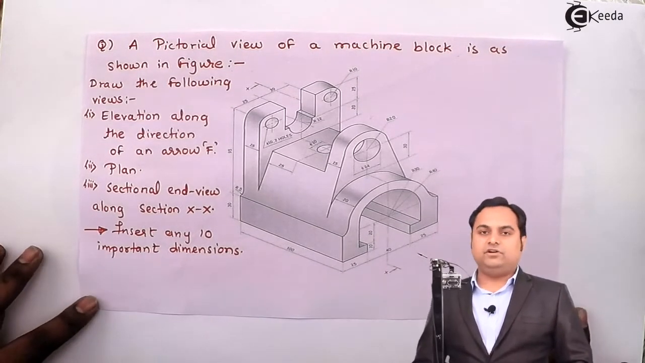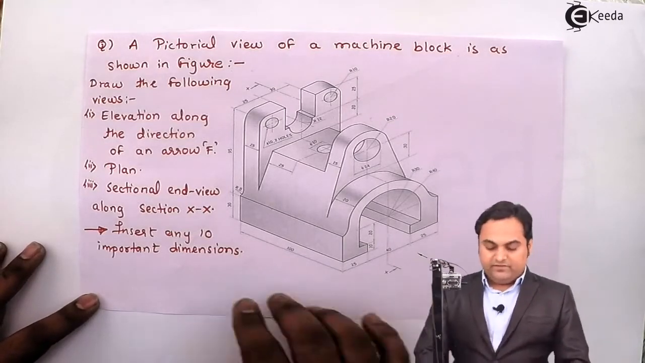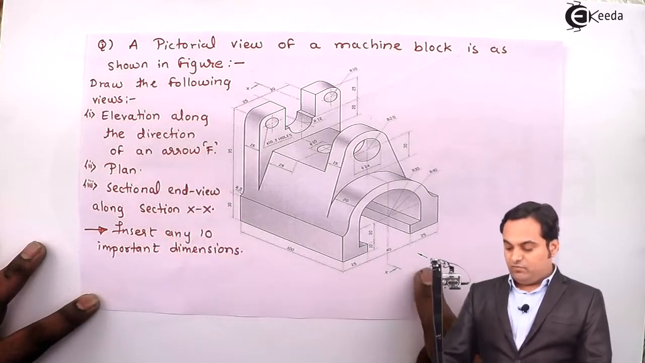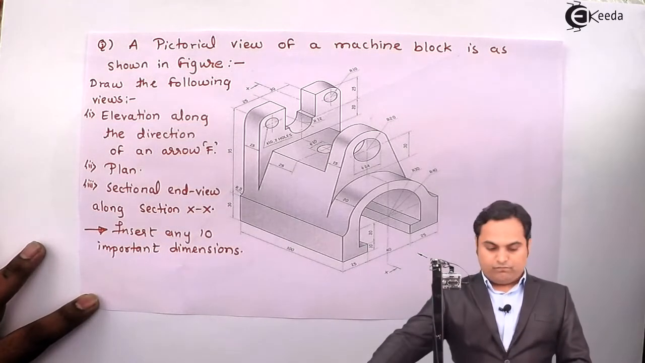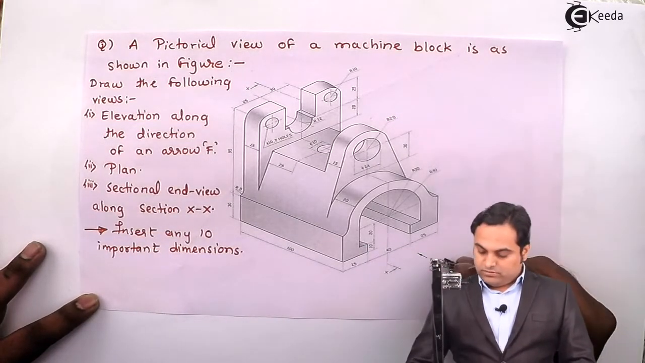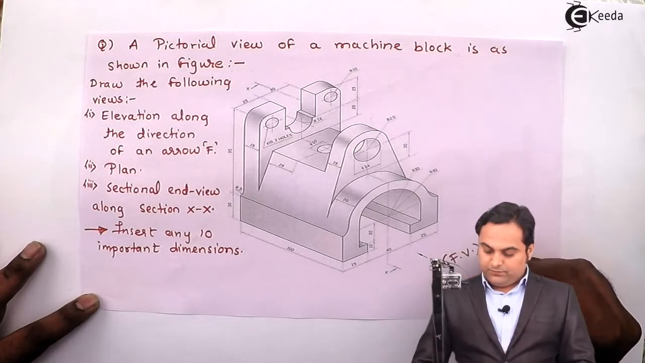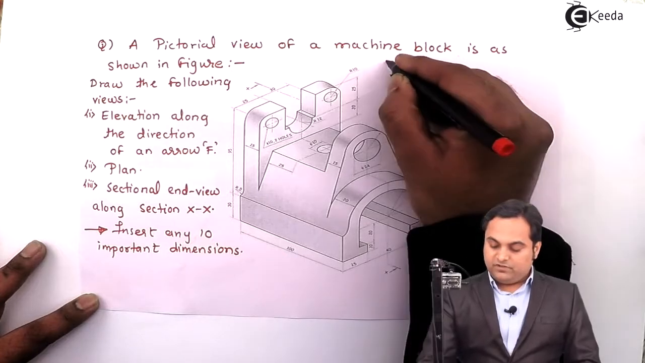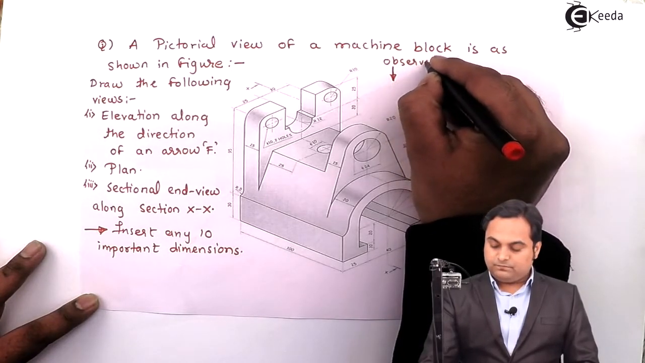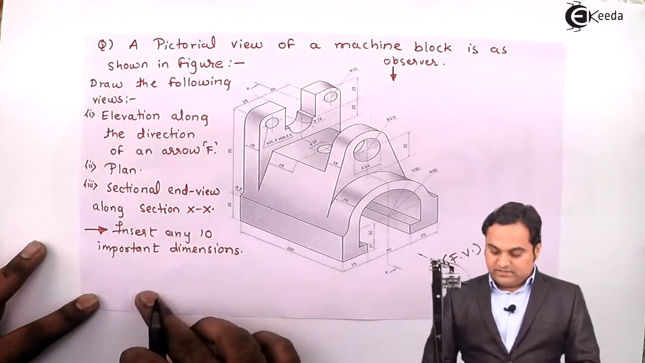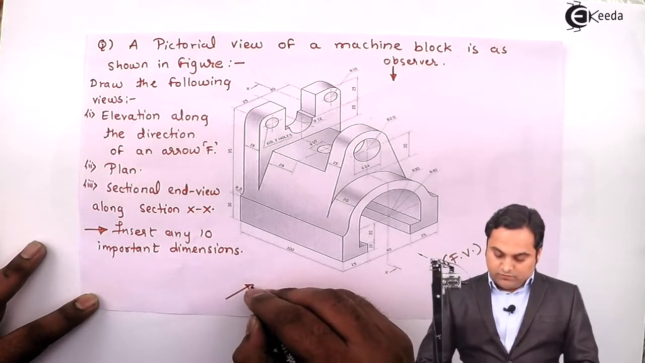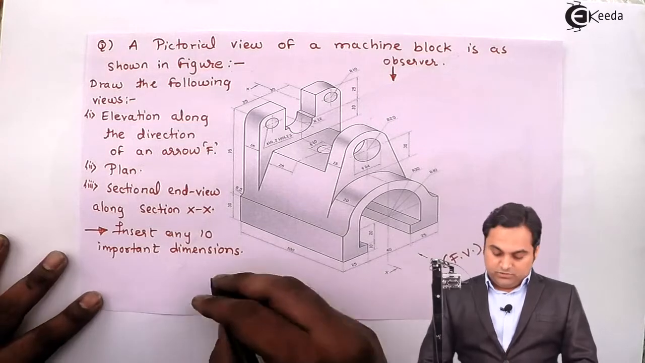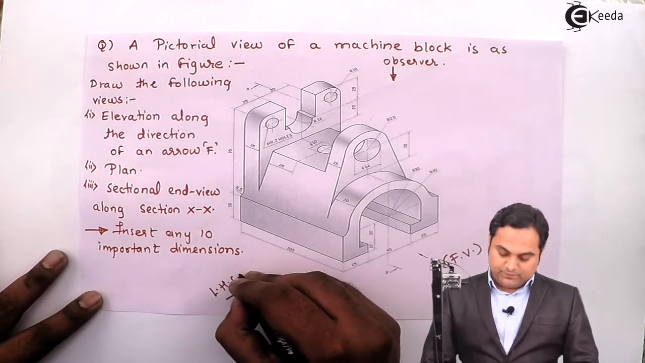So this is the question in front of us. Now, elevation is nothing but front view along direction of arrow F, which is here. So from here we'll see the front view. Then plan is nothing but top view. Observer is at the top. Then sectional end view or sectional side view. For that, the observer is on this side. Now it is looking from left hand side. So here this will be the left hand side view.